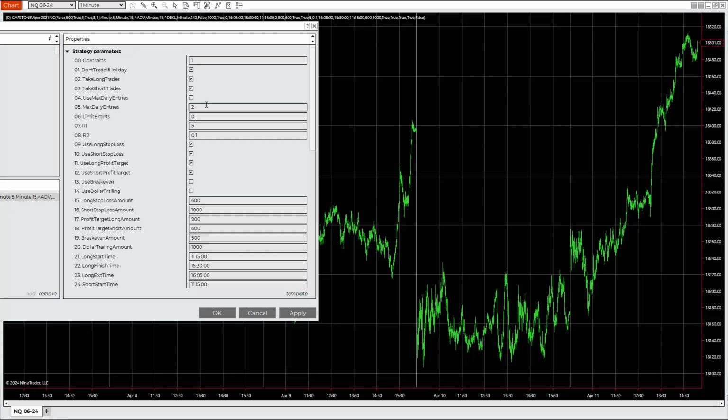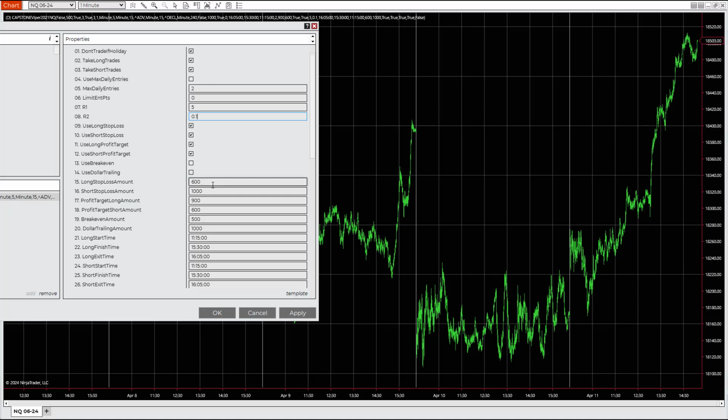Max daily entries is set to 2, but we don't use that, so this number doesn't matter if the box related to that is not checked. Limit entry points is 0, R1 and R2 are proprietary inputs, 5 and 0.1. We use a stop loss and profit targets for longs and shorts. That's why all of these are checked. We do not use a break even or trailing. It's possible those could work.